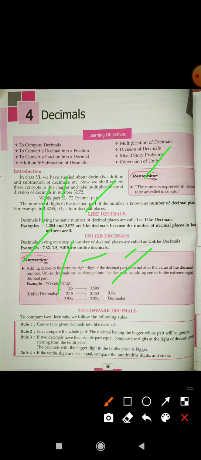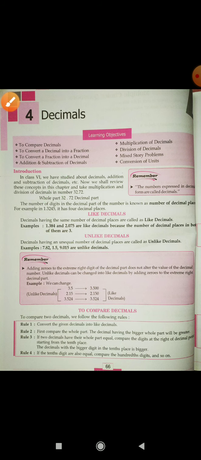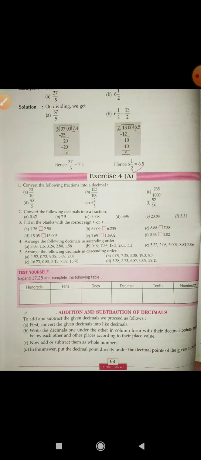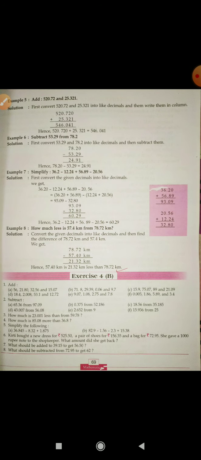Next, comparison of decimals. Follow these steps for the comparison of decimals. Let's take one example. Which one is greater, 43.50 or 27.40? We know that 43 is greater than 27, so 43.50 is greater than 27.5. And then arranging decimals in ascending and descending order. So do exercise 4a and then 4b.